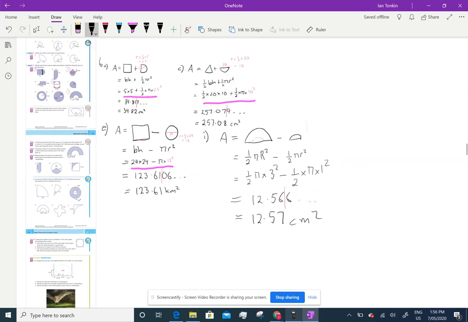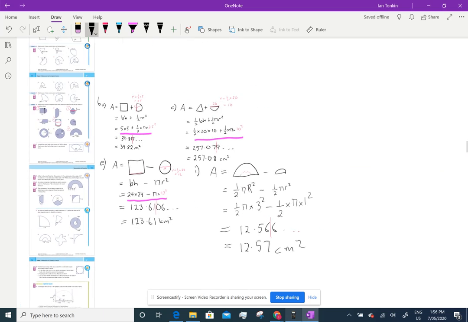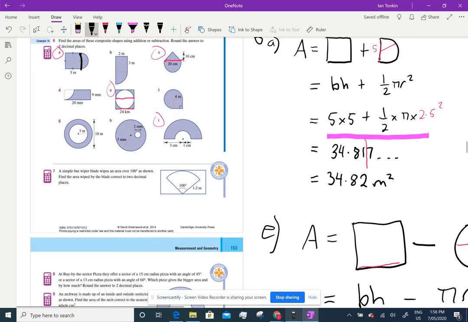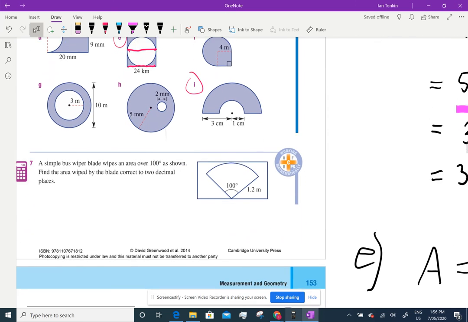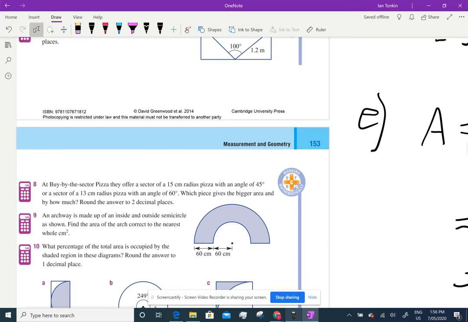Righto. So that's the area of composite shapes. You've got to do question 6. And let's have a look. I'm just going to the web page. 6, 7, and 8. Good luck with those, and if you're having trouble, email your teacher.